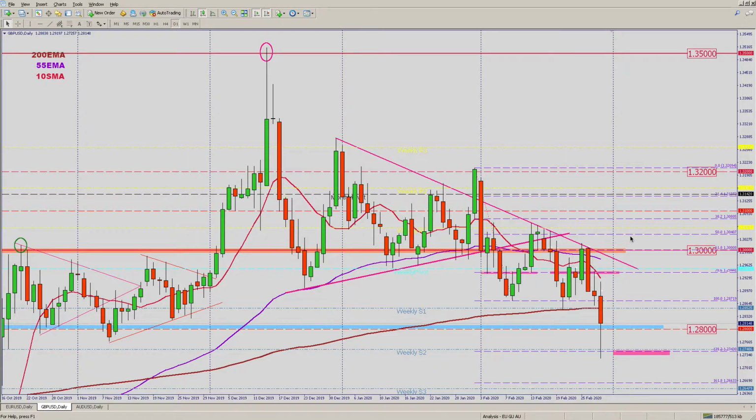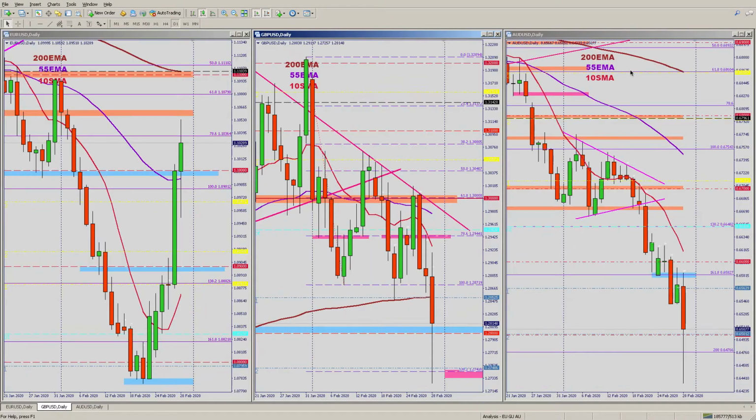Alright, it's also exposed to the trade negotiations between the Eurozone and the UK, so there's a lot of uncertainty there as well, apart from global recession fears. Let's move on to the Aussie dollar.